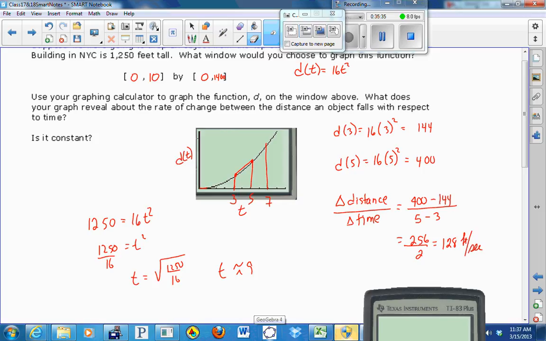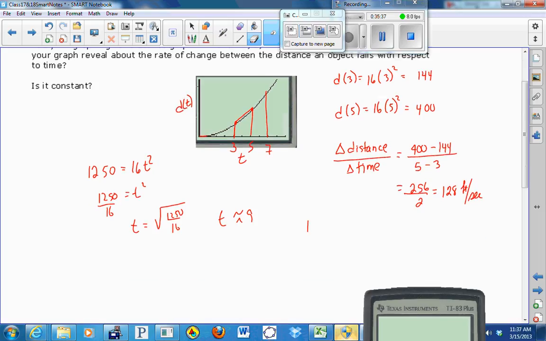So 5 to 7, we already know the point on our table. We know if we're at 3, our distance is 144 feet. At 5, it's 400 feet. What is it at 7? 784. So let's find the change in distance over the change in time.